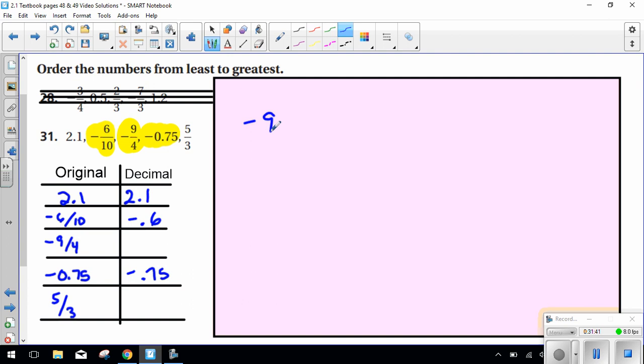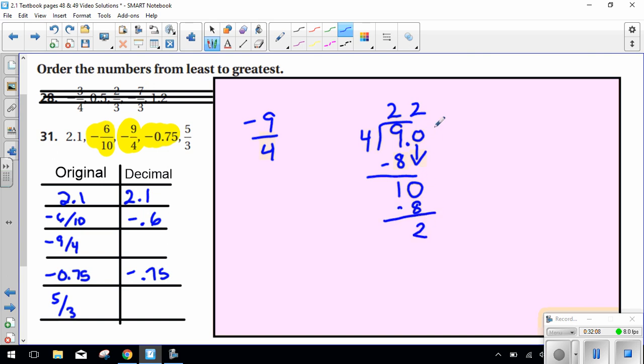I'm going to take a look at negative 9 over 4. Numerator goes in, denominator stays out. 4 goes into 9 2 times. 4 times 2 is 8. 1 left over. Add a decimal and a 0 and bring down. 4 goes into 10 2 times. 4 times 2 is 8. There's 2 left over. Add a 0 and bring down.